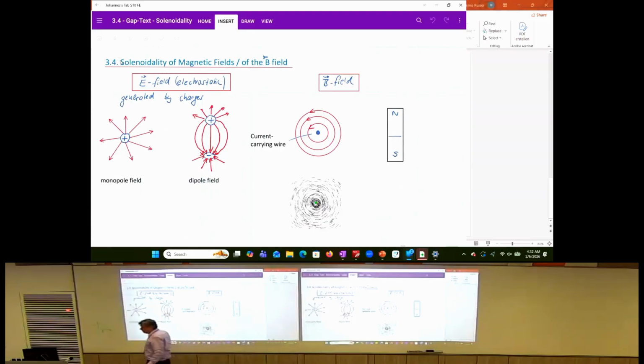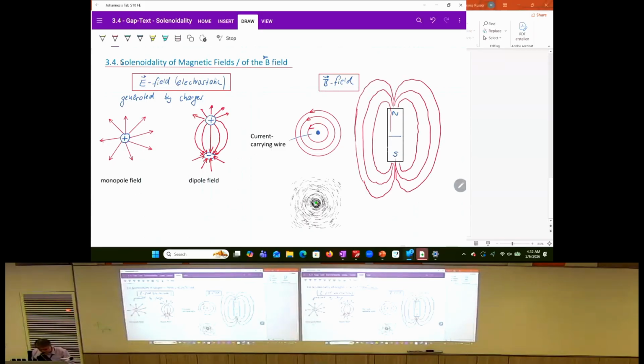Now, how does it look for a magnet? If you have a permanent magnet, for example, then your field lines run from north to south. And actually, they're not stopping at the north or south pole. They're running through this magnet. That is a very important thing. They run from north to south outside, and inside they keep running. So this is quite a difference. The special aspect of a magnetic field is that you cannot have a monopole field. You can only have dipole fields.